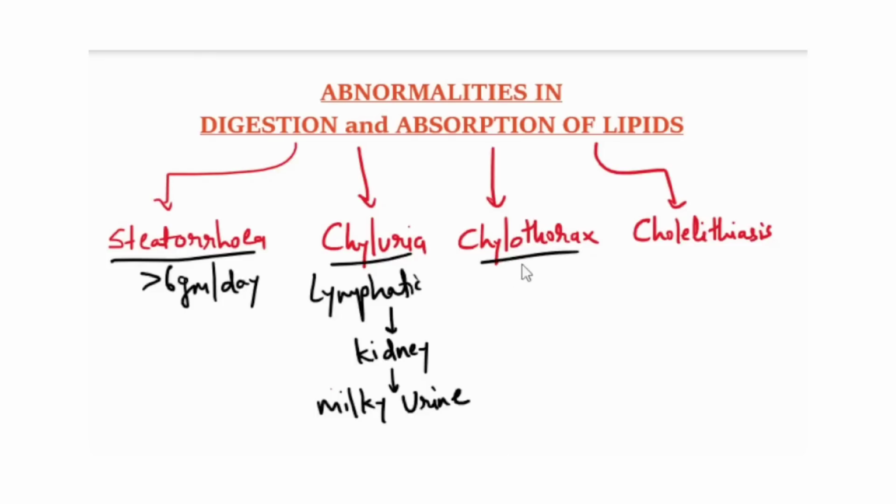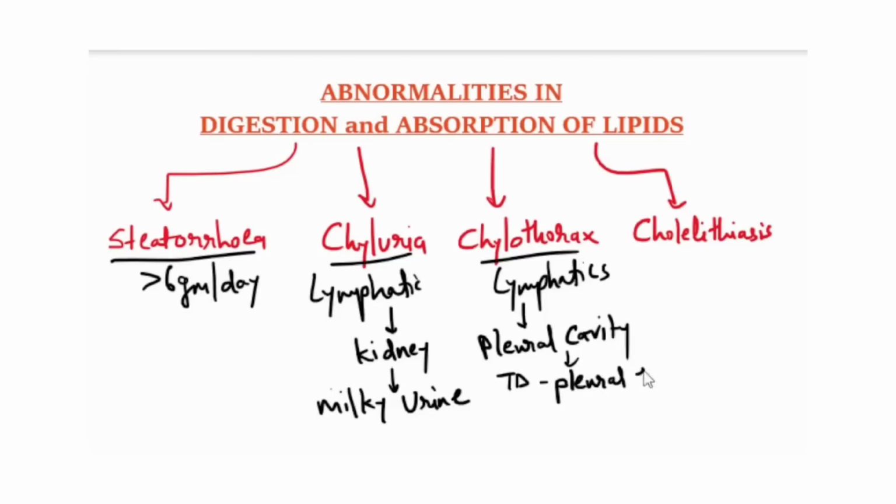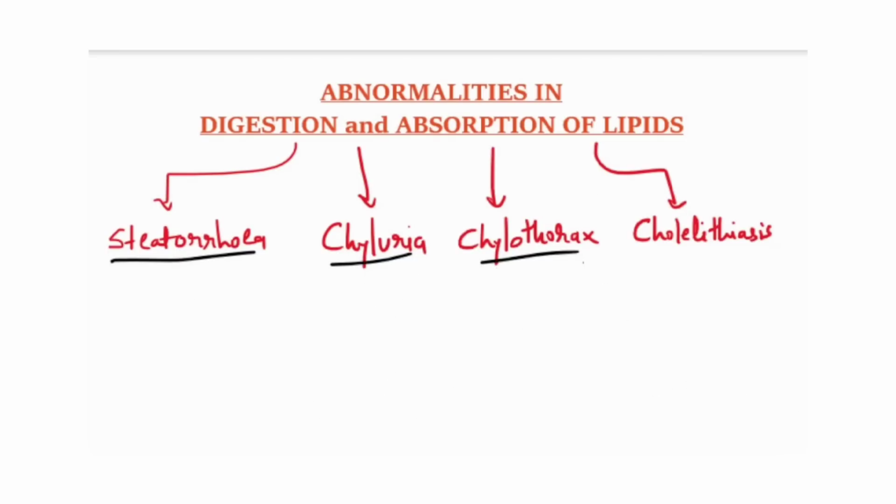Next is chylothorax. Chylothorax refers to the accumulation of lymphatic fluids in the pleural cavity. This occurs due to disruption in the thoracic duct or its branches, allowing lymphatic fluids to leak into the pleural space, causing pleural effusion. Last is cholelithiasis. Cholelithiasis refers to formation of gallstones within the gallbladder. These stones are composed of various substances including cholesterol, bilirubin and calcium salts.